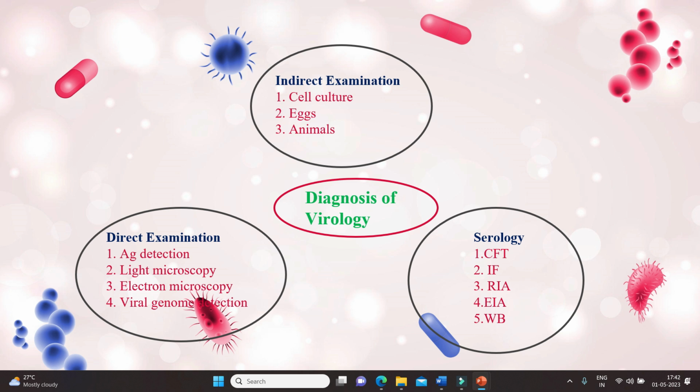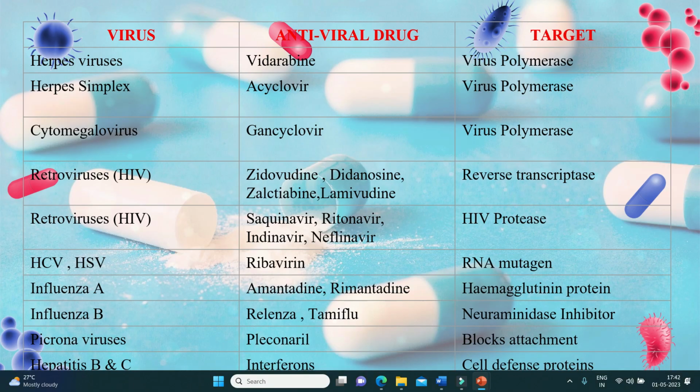So, diagnostic methods in virology: there are direct examination, indirect examination, and serology. In direct examination, there are antigen detection, light microscopy, electron microscopy, and viral genome detection. In indirect examination, cell culture, eggs, and animals are used. And in serology, RIA and EIA tests can be done.